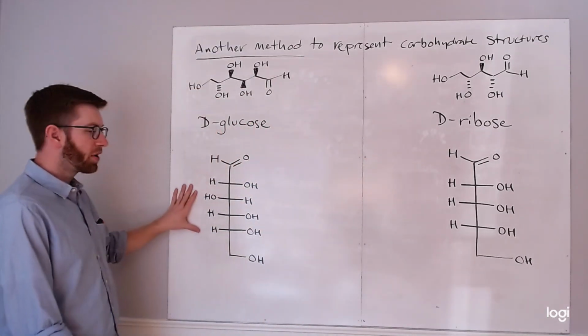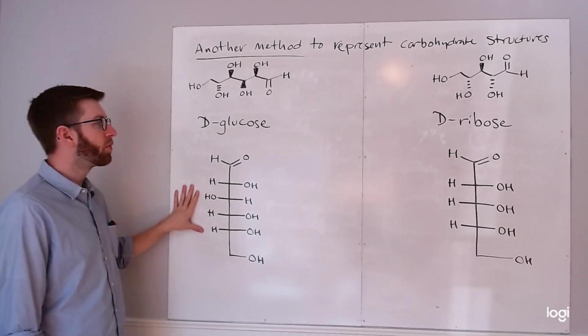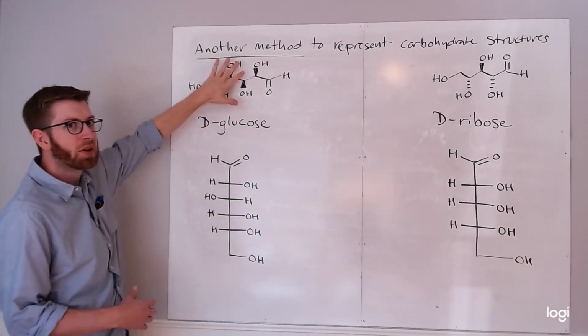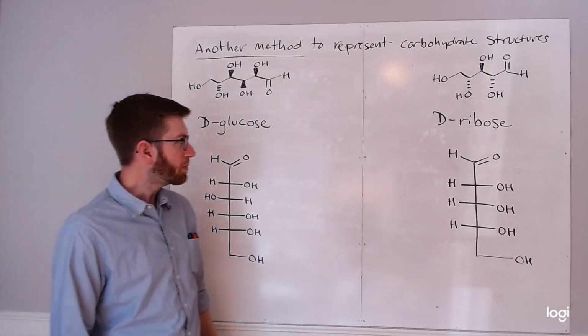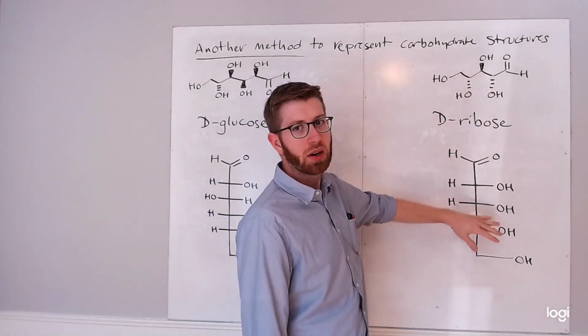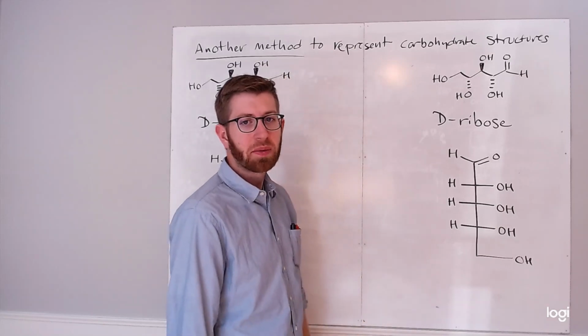So this is a different representational form for D-glucose. So these two structures are the same structure represented in two different ways. And these two structures here are the same structures but represented in two different ways.